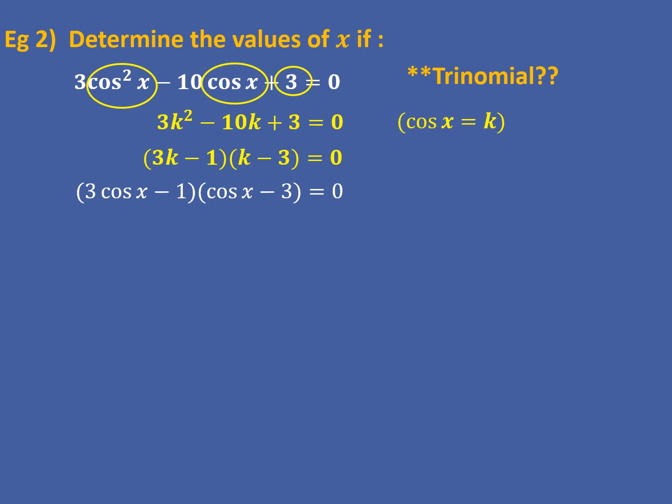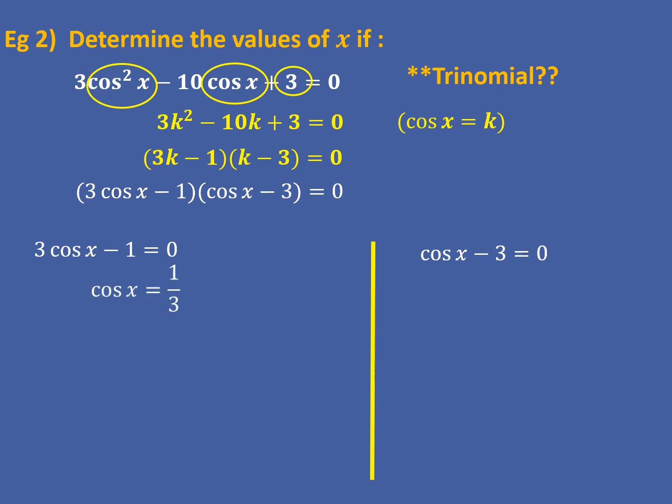You can if you want to, but if you can factorize without doing it, you're also welcome to. I'm going to carry on and get two different sets of solutions. So either 3 cos x minus 1 will equal 0, or cos x minus 3 will equal 0. Let's look at the first equation.